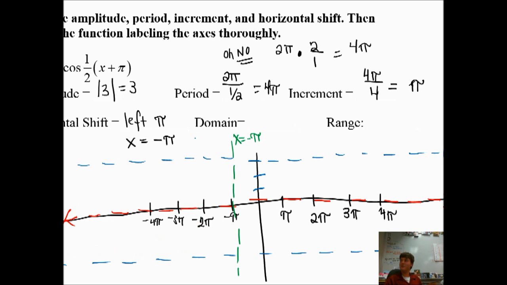All right, here we go. Now, we will not start at the y-axis. We are going to start at the horizontal shifting. So we need two cycles, one on the left, one on the right. And we're going to do cosine. So you want to start all the way up at 3, the very tippy top of the amplitude.